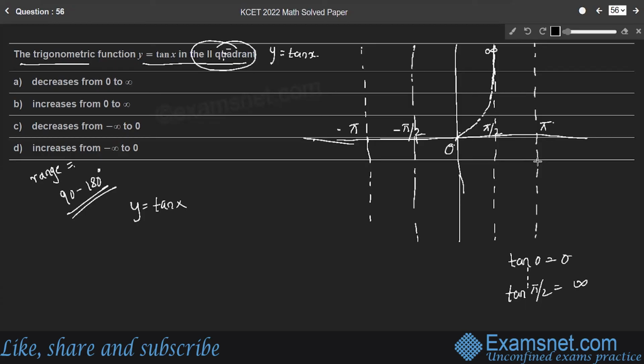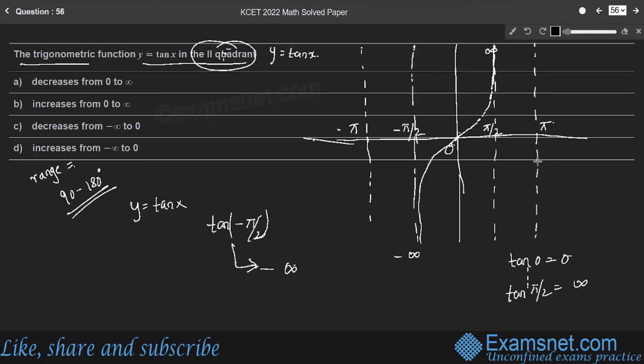So when you take the negative angle, that is tan of minus pi by 2, the graph comes down like this. Therefore, tan minus pi by 2 is minus infinity. Minus pi by 2 indicates an angle in the second quadrant. So tan minus pi by 2 is minus infinity.